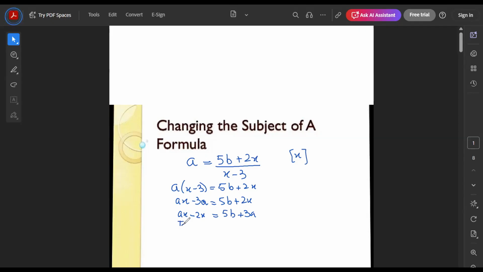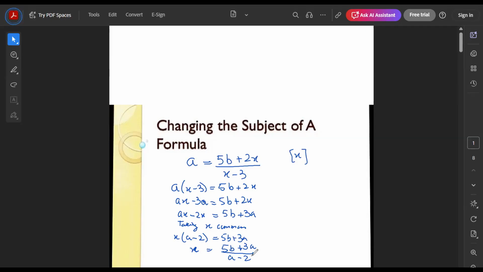Now taking x common, we're left with a minus 2, and 3a on the other side. X is equal to (5b plus 3a) over (a minus 2). So here we end up with making x the subject.